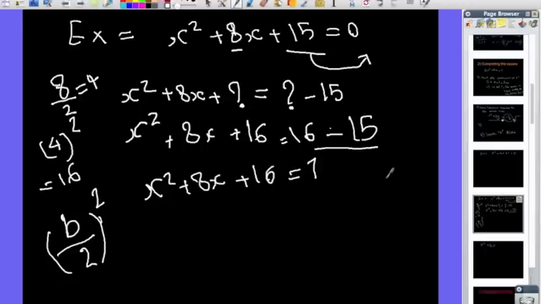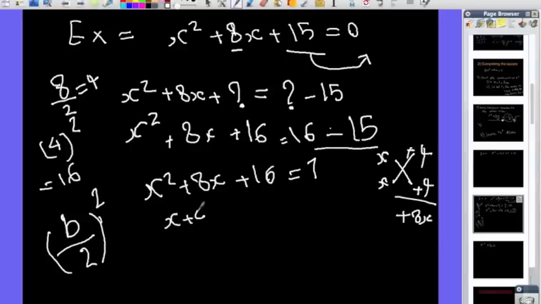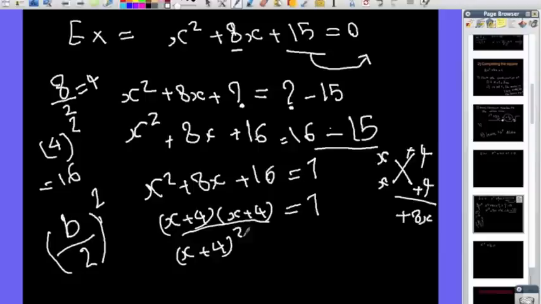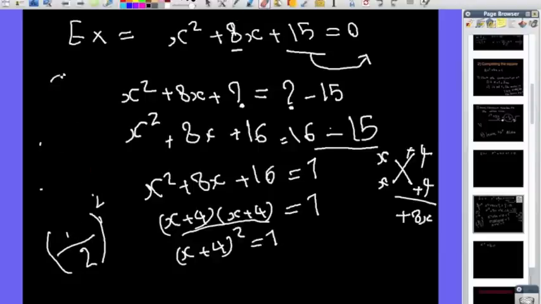Okay, now you do the cross multiply factoring, which would be x and x, 4 and 4, plus 8x. That means this should be plus and this should be plus. So it's x plus 4 and x plus 4 equals 1. Since they're both the same, you would write x plus 4 squared equals 1. Let's erase some.